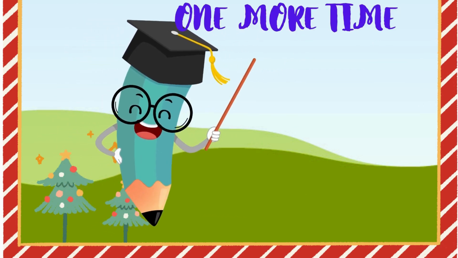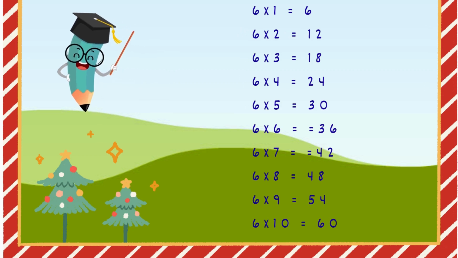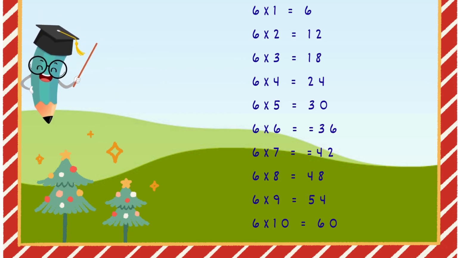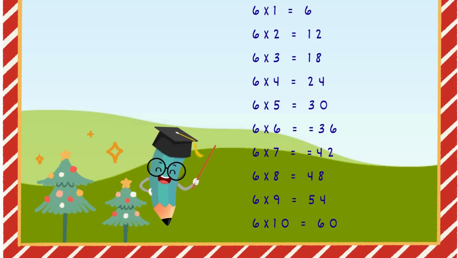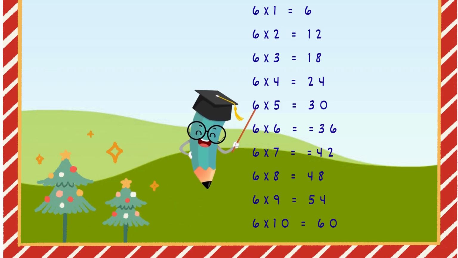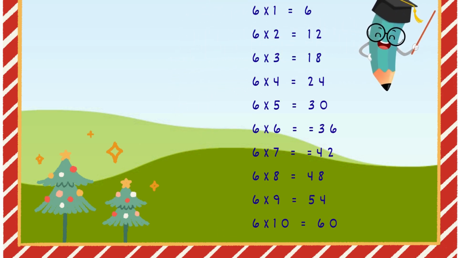Wasn't it fun? Let's do it again. 6 ones are 6, 6 twos are 12, 6 threes are 18, 6 fours are 24, 6 fives are 30, 6 sixes are 36, 6 sevens are 42, 6 eights are 48, 6 nines are 54, 6 tens are 60.